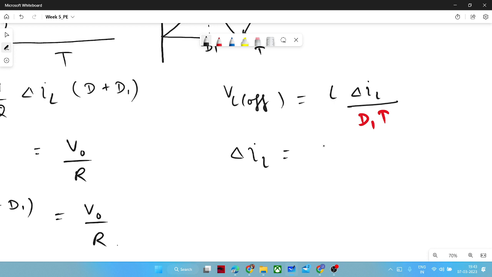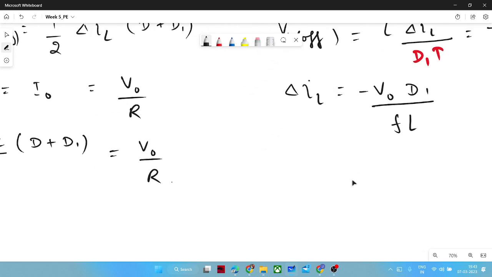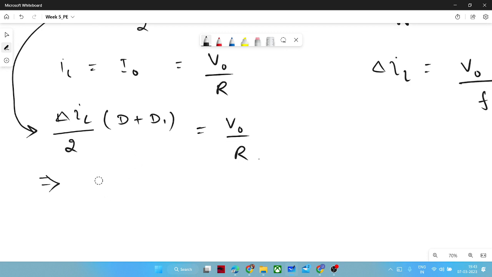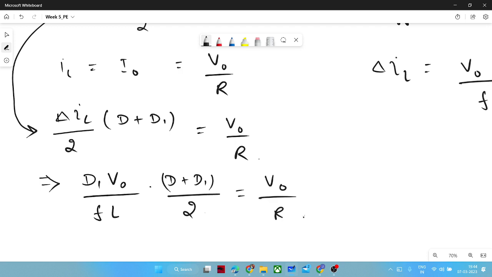Now VL during the off was minus V naught. So del IL is now V naught into D1 divided by F L. So that I will put here. And again, since we are talking about magnitude, we have to ignore this negative sign. So D1 V naught by FL into D plus D1, and this 2 I am bringing here, is equal to V naught by R.